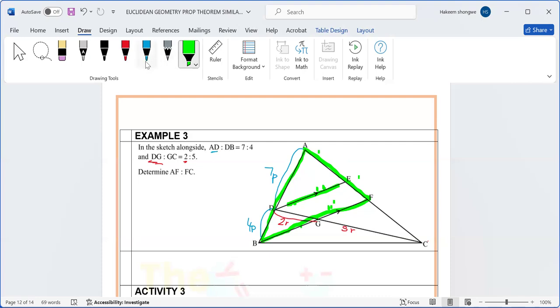In other words, what does it mean to us? It means this can be 7K. It's 7 is to 7, the only difference is the variable. So this one is 7K. This one is going to be 4K.